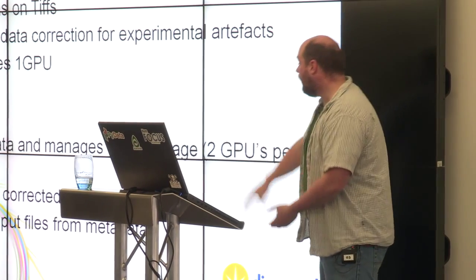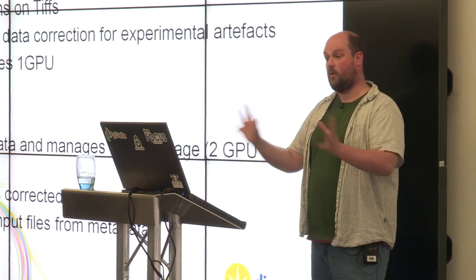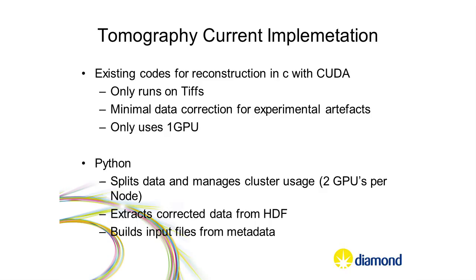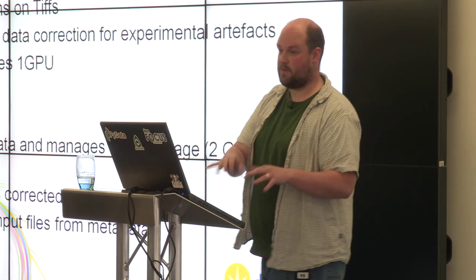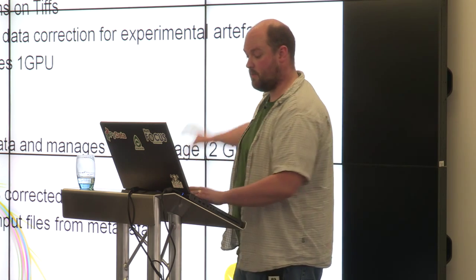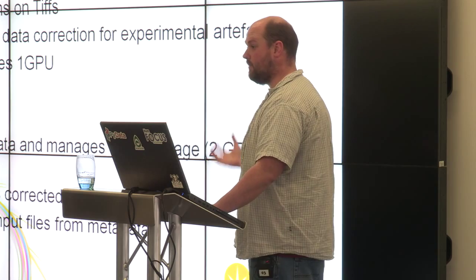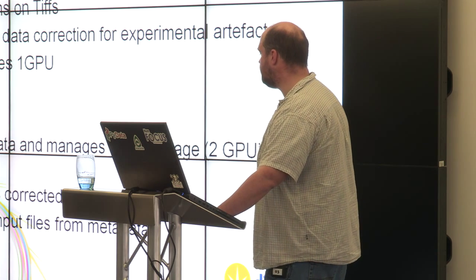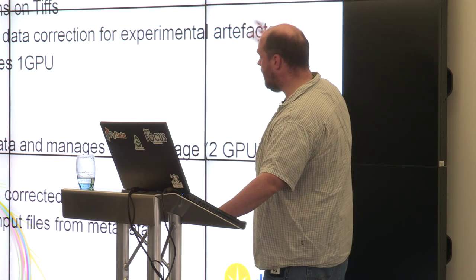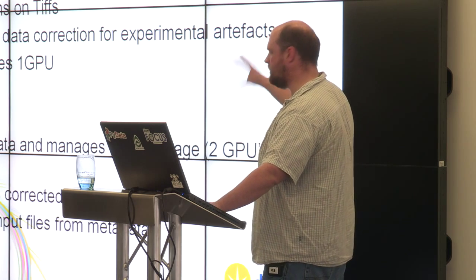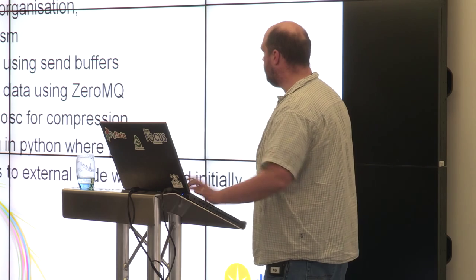So we wrap it up in Python, which enables us to split the data and use the whole cluster. It allows us to extract the corrected data from the HDF5 files using h5py and rewrite them as TIFFs onto the local file system for this program to use. And it basically builds input files from the metadata so the user doesn't have to specify all of this information, because when we collect the data, we include enough information with that in the collected files. This runs quite heavily, as I say, on large quantities of data, but it's only wrapping up what's going on.